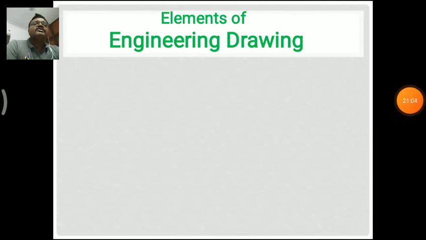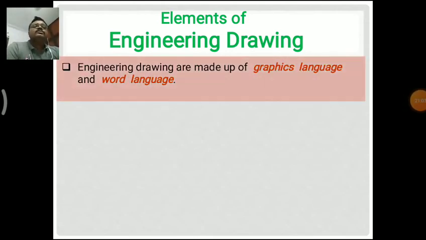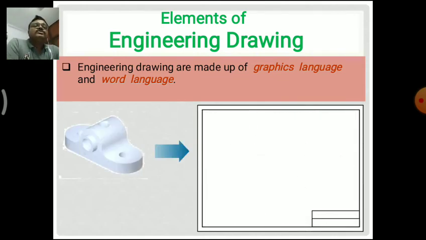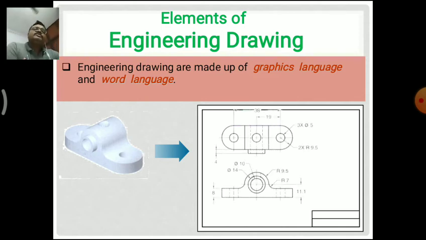Next one is the elements of engineering drawing. Engineering drawings are made up of graphics language and word language. Different types of graphics language have been used there, and word language has also been used. The left side is the design of a product viewed in three dimensions. In the graphics language, we use the top view and front view of a product in the basic chart of engineering drawing, and in the chart we are going to draw the top view and front view of the given product.